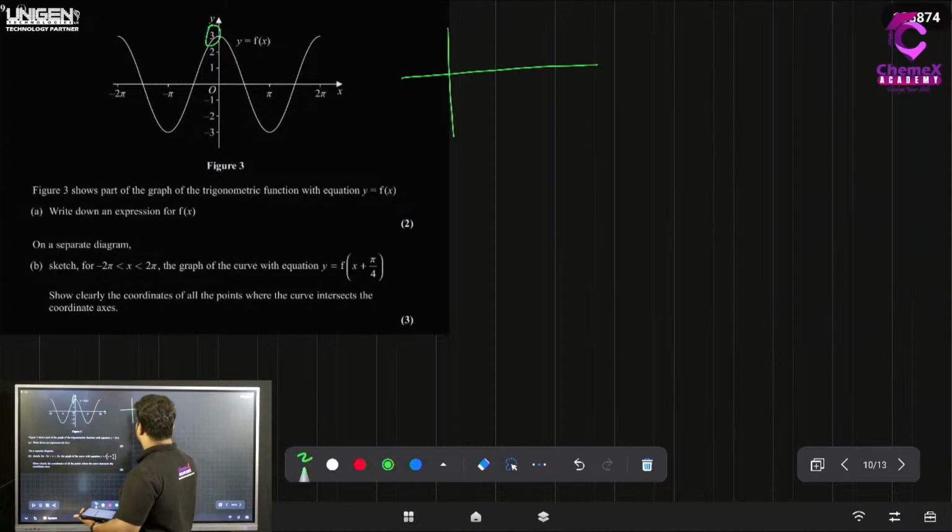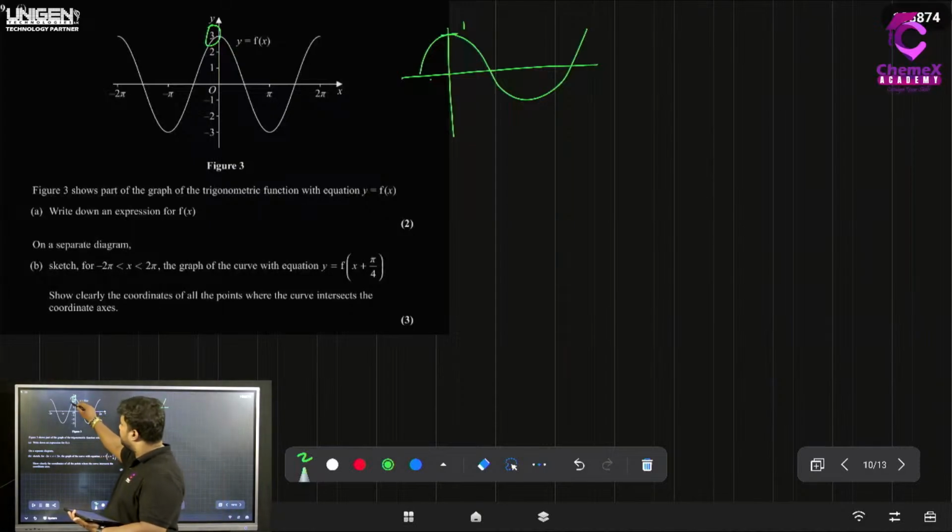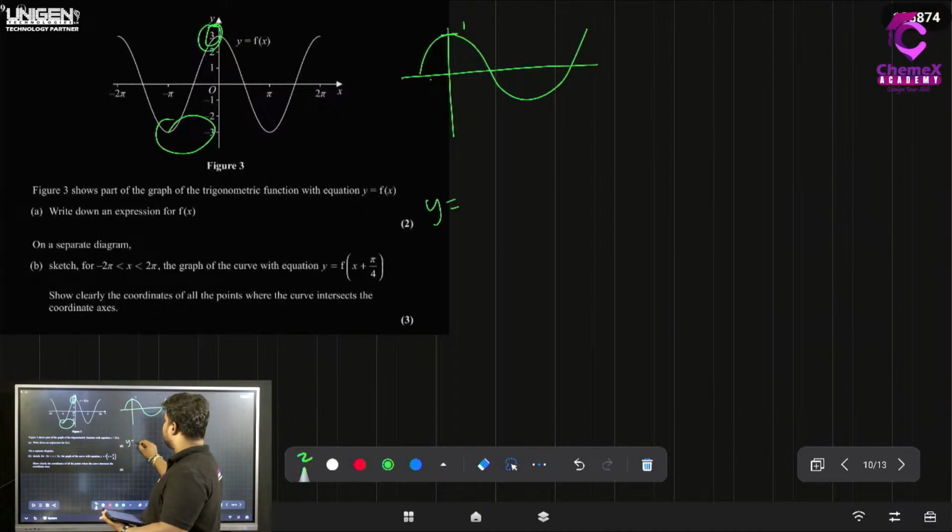If I draw the cos x graph through 1, it cuts through 1 and goes like this. But in this case, what has happened? It has cut through 3 and minus 3. So what is the equation then? y equals what? 3 cos x. Do you understand or not?